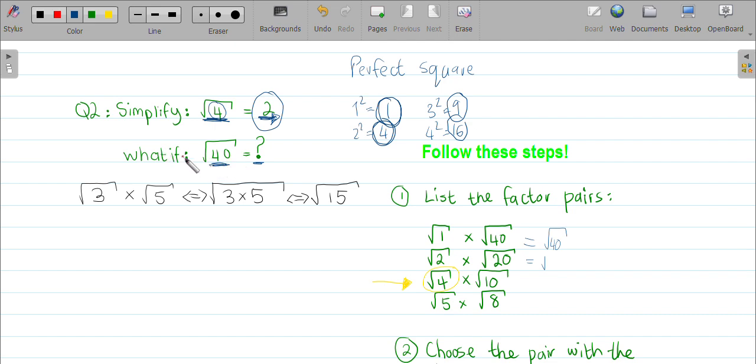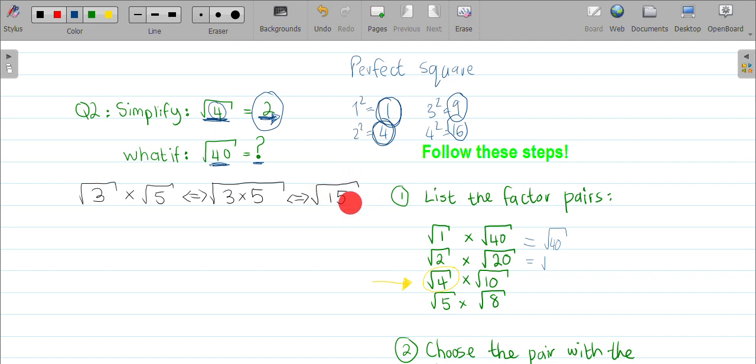Now what if we get the square root of 40? How do we simplify that without a calculator? I am going to give us 2 easy steps, and as long as you follow these steps, you'll get the answer correct every single time. First I want to bring our attention quickly to what is happening in our steps, so let's have a look at this example.